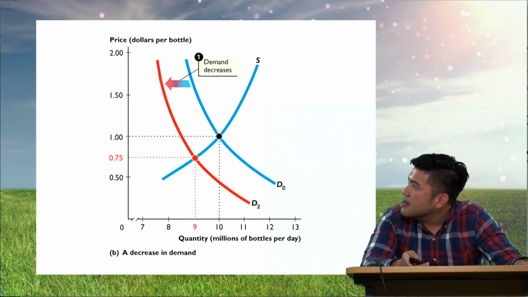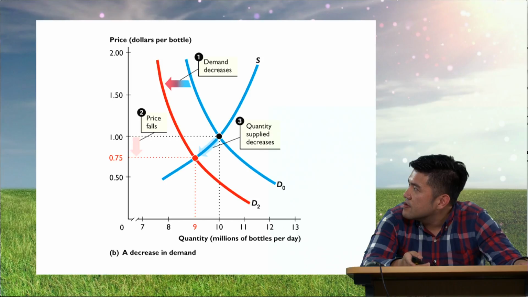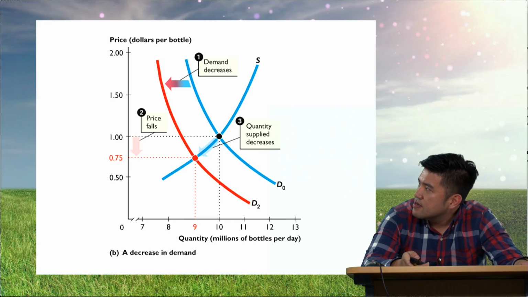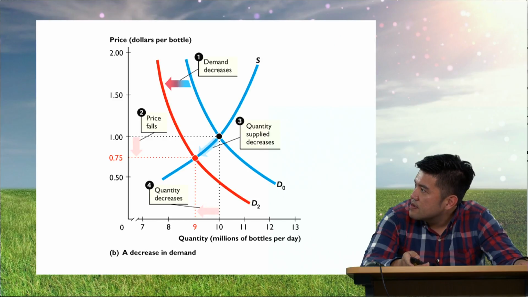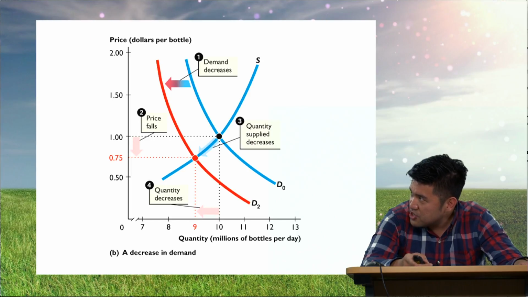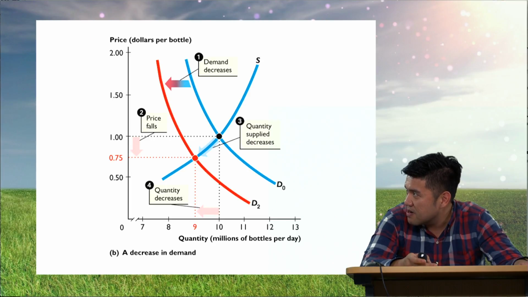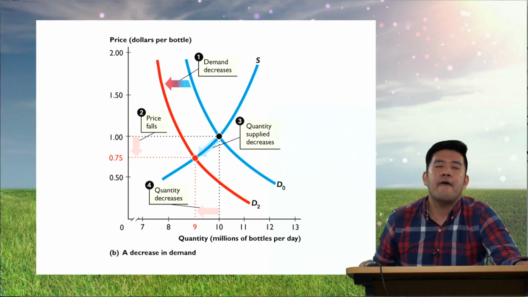So demand decreases, price falls, quantity supplied decreases, quantity traded in the market will decrease. So when demand shifts to the left, market price falls, market quantity also falls.